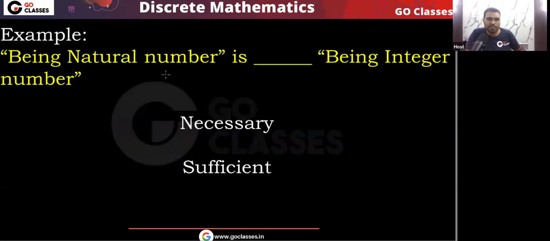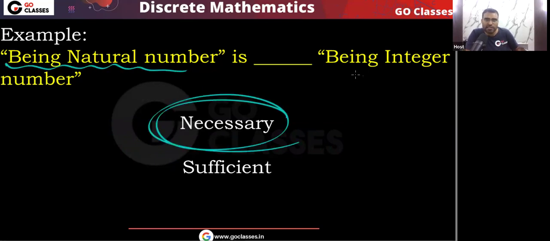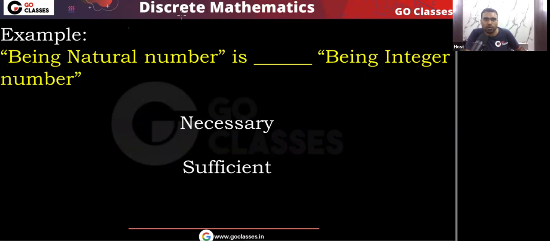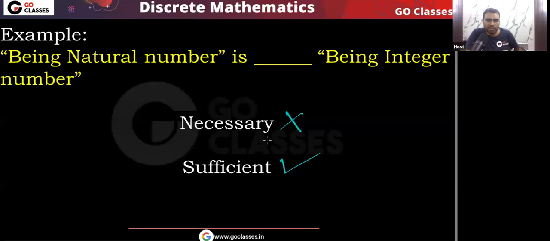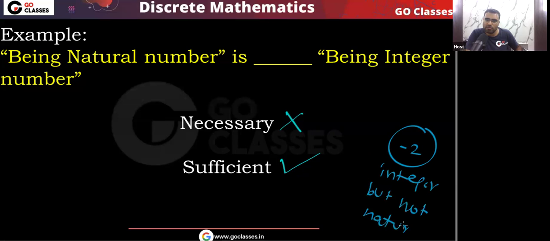Now let's see another example. Is being a natural number necessary for being an integer? No, that is not necessary, but that is enough. If you are natural, then that is enough for being integer. Yes or no? But that is not necessary. For example, even -2 is also integer, but not natural.